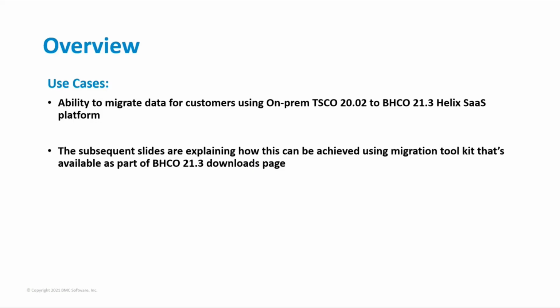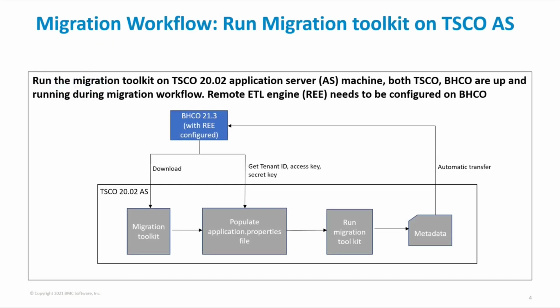So the use case for today is the ability to migrate data for customers using on-prem TSCO 20.02 to the BHCO 21.3 Helix SaaS platform. Now the further slides explain how this can be achieved using the migration toolkit that's available as part of the BHCO 21.3 downloads page. As you can see in this slide, when you have your BHCO 21.3 environment up and running, there will be a downloads page from where you can download your migration toolkit.